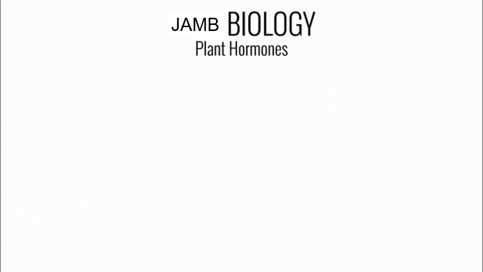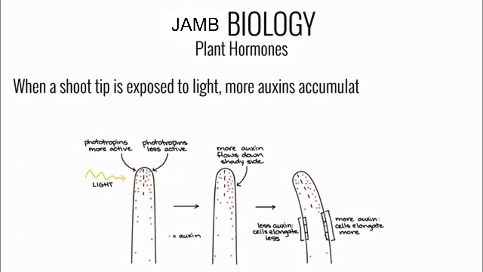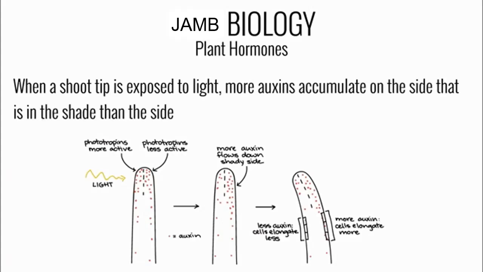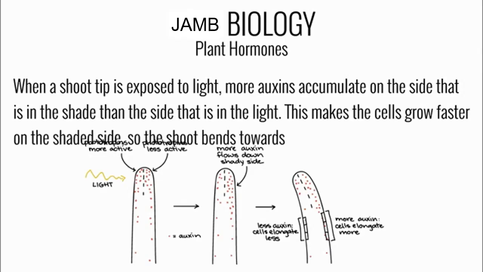So let's look at how shoots grow towards the light. When a shoot tip is exposed to light, more auxin accumulates on the side that is in the shade than the side that is in the light. This makes the cells grow faster on the shaded side, so the shoot bends towards the light.